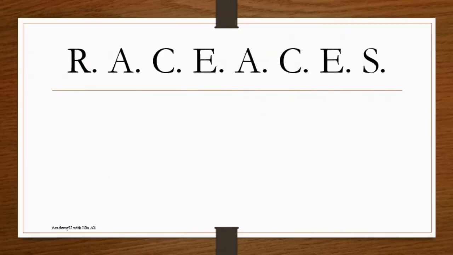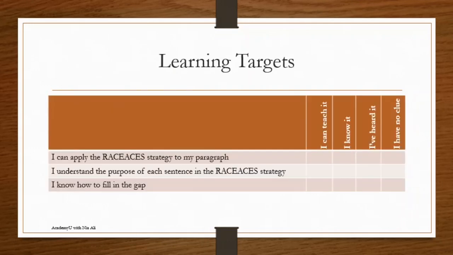This is what the RACES ACES looks like, knowing that each letter stands for a type of sentence. Throughout this lesson, I'm going to teach you the types of sentences along with their purposes, and then how to write to that purpose. So by the end of the lesson, you'll be able to meet some learning targets. Here are our learning targets for today's course.